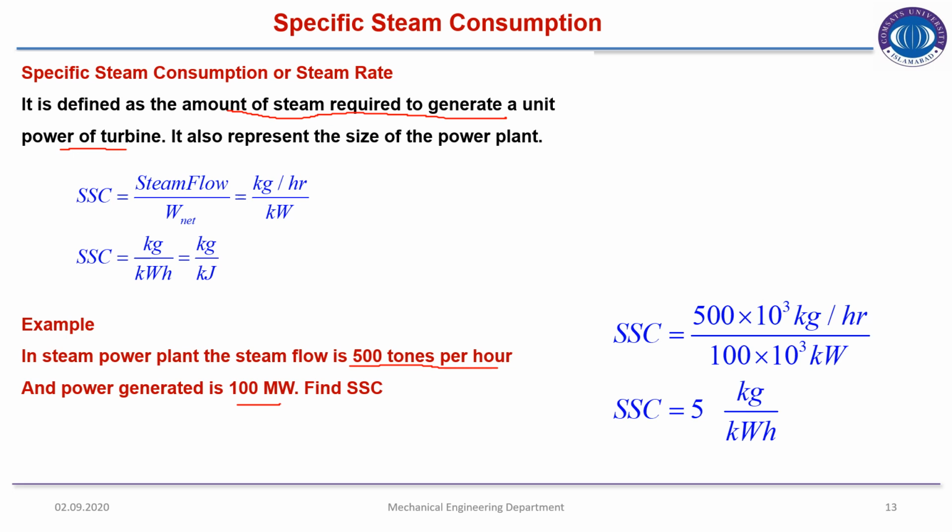When we solve this equation, the answer comes out to be 5 kg per kilowatt hour. If we want a turbine to produce 1 kilowatt in 1 hour, then at least we have to supply 5 kg of steam. So 5 kg of steam moving through the turbine blades will produce the equivalent of 1 kilowatt hour. That is the specific steam consumption.